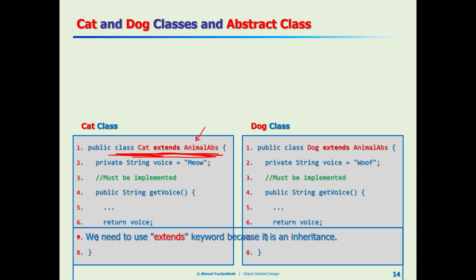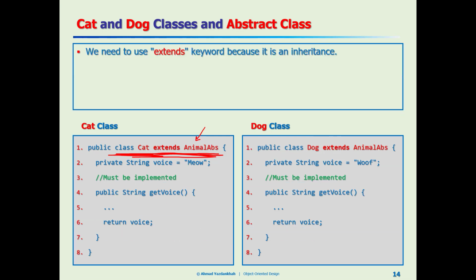And also the point here is when you extend an abstract class, again, Java will force you to implement all abstract methods, right? So, for example, this getVoice was an abstract method inside this Animal abstract class, right? If we don't implement this portion, then your code won't compile.